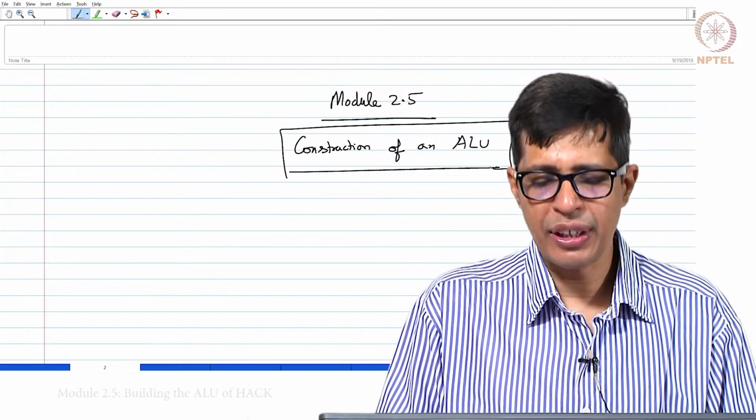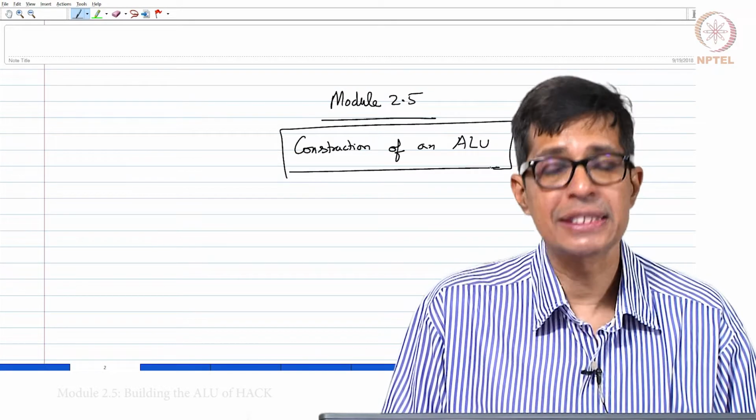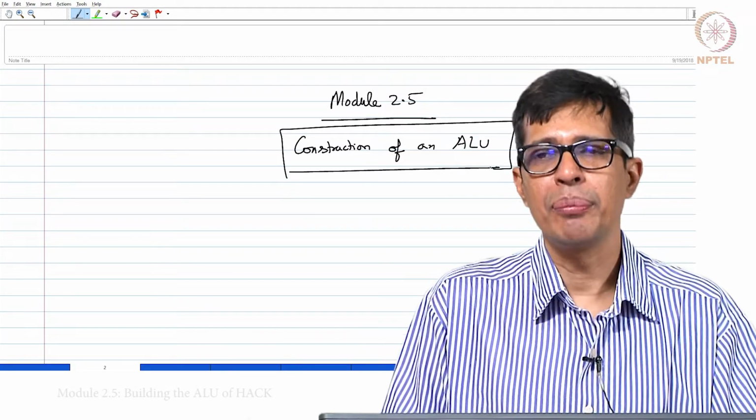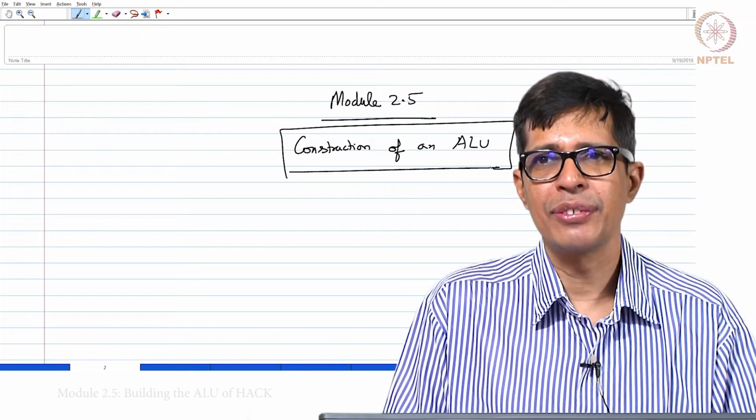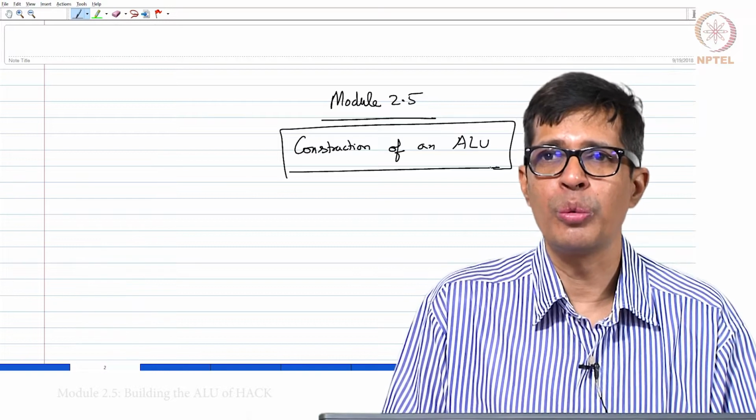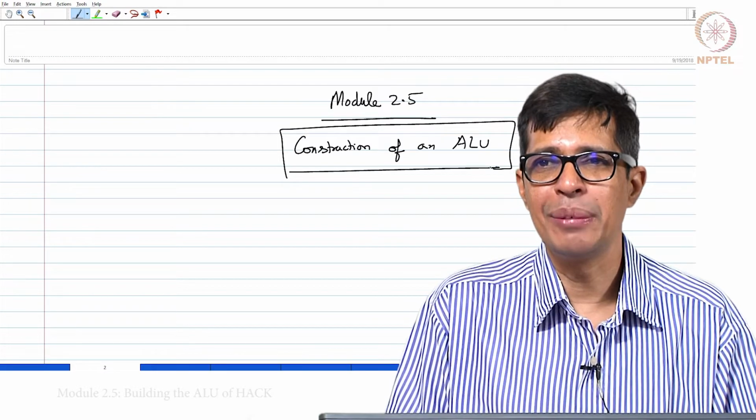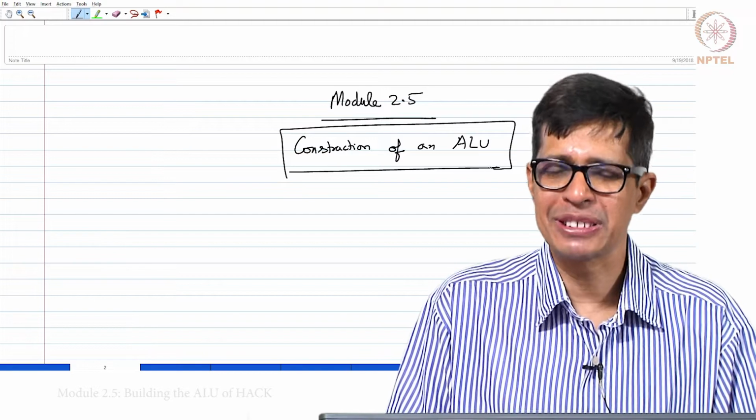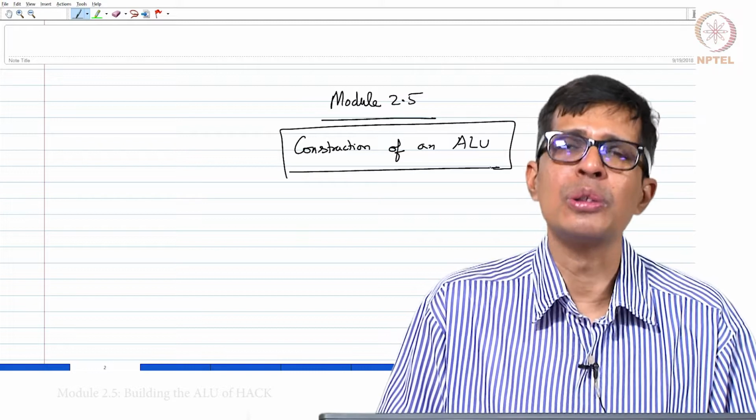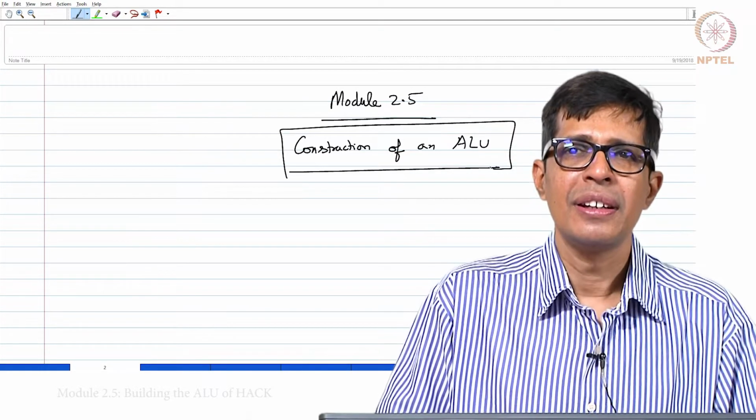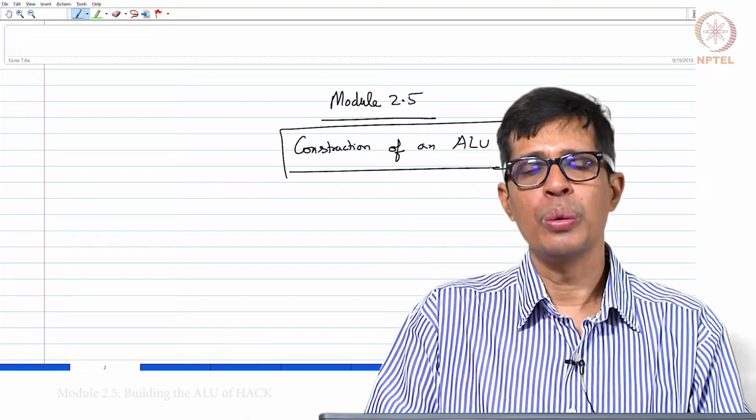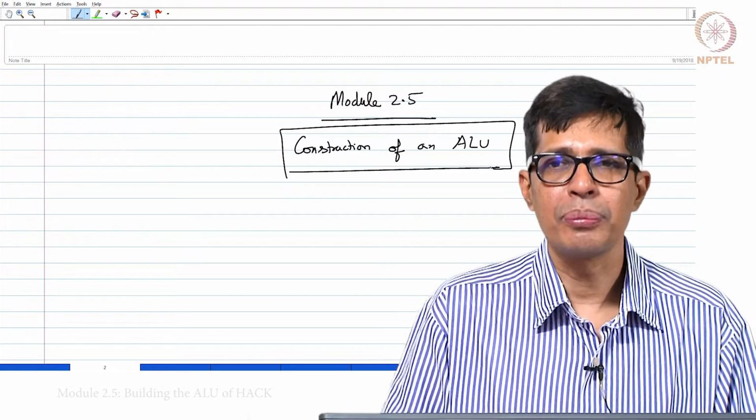Welcome to module 2.5, and we will be constructing an ALU using whatever we have seen so far. We have seen multiplexers, demultiplexers, 4-way multiplexer, 4-way demultiplexer, 4-way n-bit demultiplexer, 4-way n-bit multiplexer. So many varieties that you have seen. I hope you have coded all those things in your project 01. Now we will use that to construct this ALU as a part of this module.